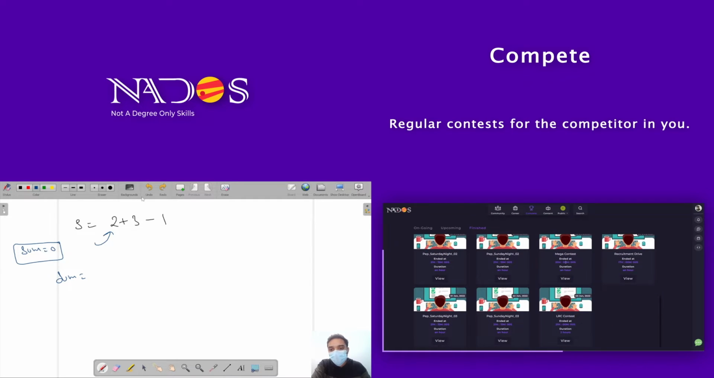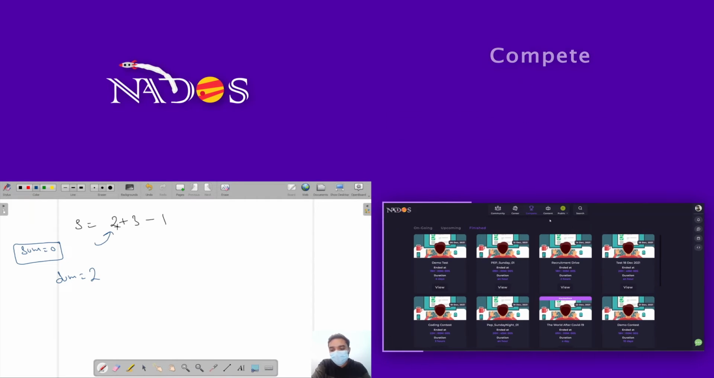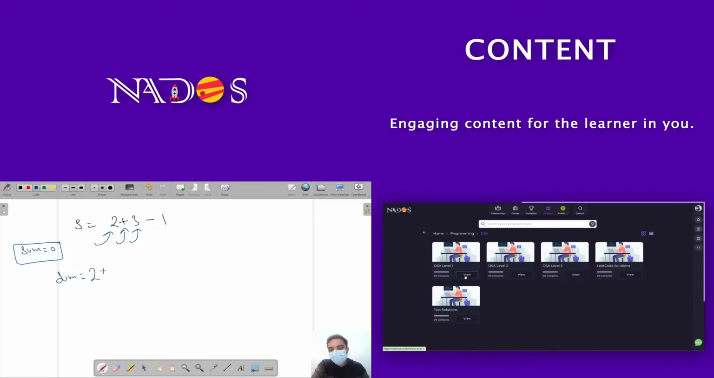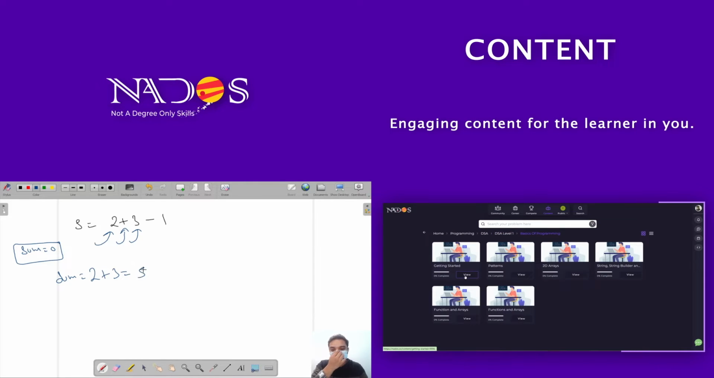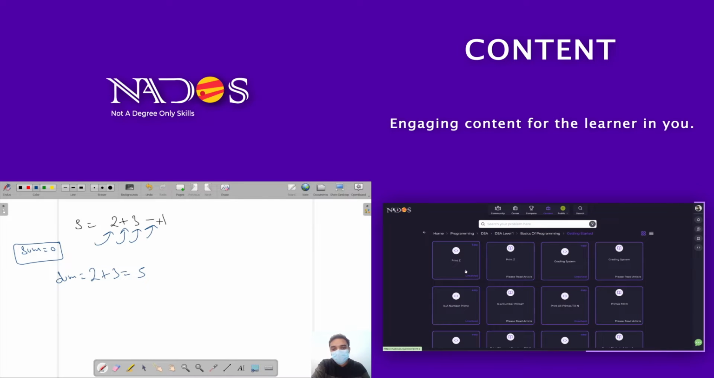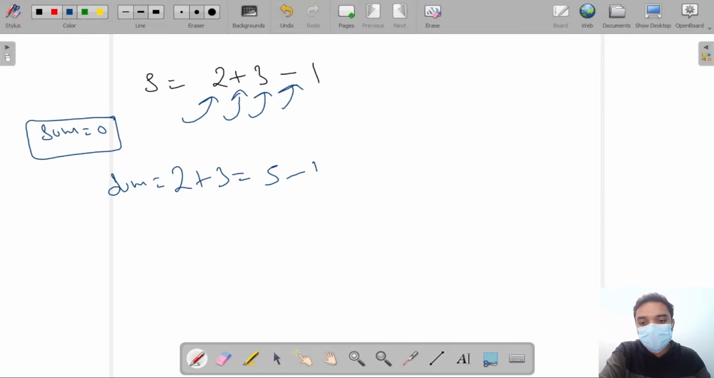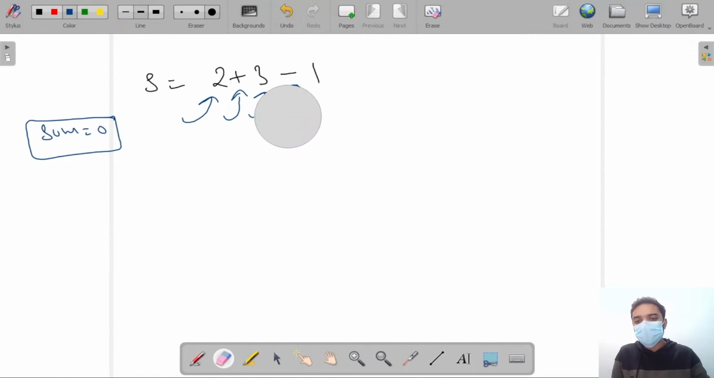After this I get a plus, and then I get 3, so I add 3 to my sum, which becomes 5. After this I get a minus and 1, so I just subtract it, and I get 4 here. This is the basic idea of how we will solve this.